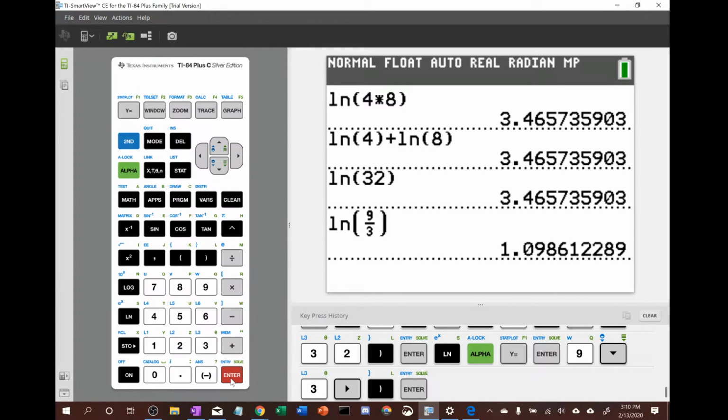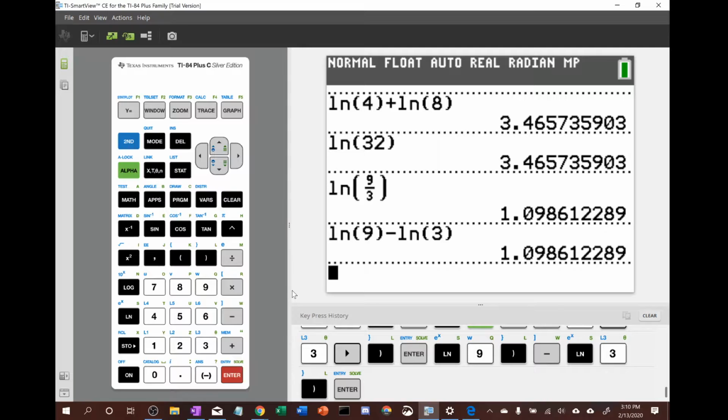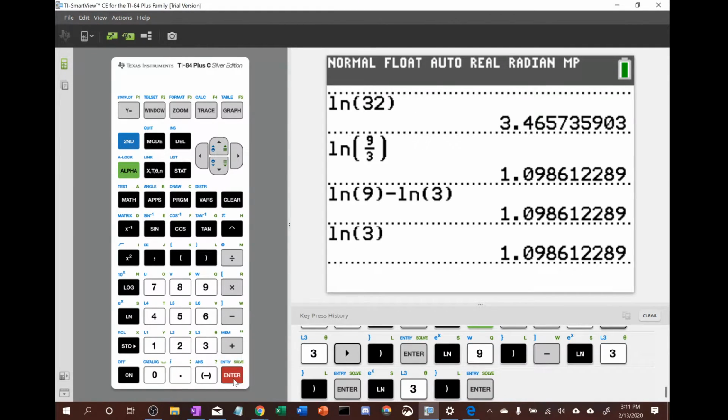We want to see if it's the same when we do ln of 9 minus ln of 3. They're the same. Now, what is 9 divided by 3? 3. So just check ln of 3 and see if it's the same. So just confirming that you can go ahead and do the internal division or multiplication and save yourself a little time.